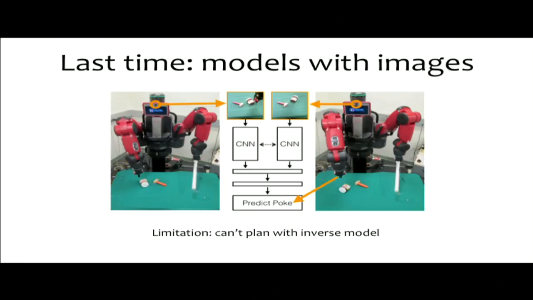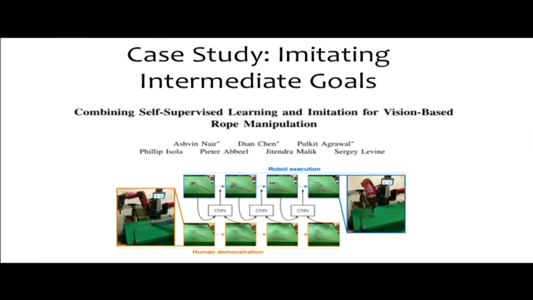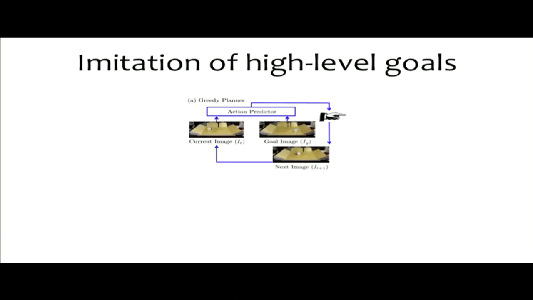This is the paper that I'll cover today, and the way that they tried to use this at test time is it would be given the current image and the goal image. It would try to greedily predict how to get to that goal image, even if it wasn't achievable in a single action.